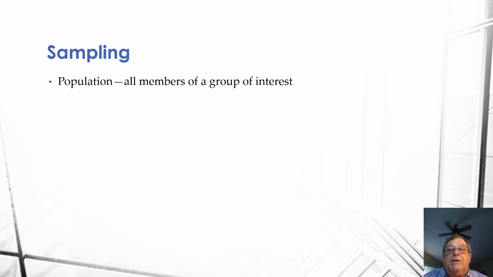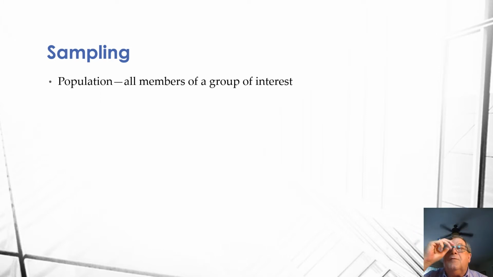Well, we're going to delve into the world of statistics and probability. And we start off here with talking about sampling. And when we talk about sampling, we really first have to begin by talking about populations. So a population is all members of a group of interest.